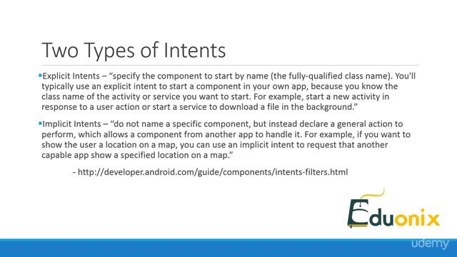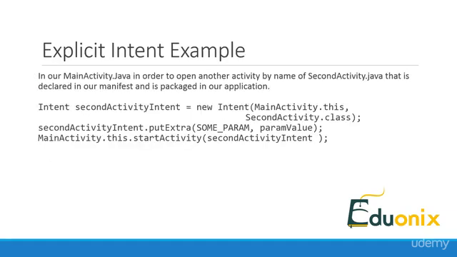Although sometimes implicit intents can be used to start an activity not in your application, from a reference library for instance, implicit intents do not name a specific component, but instead declare a general action to perform, which allows a component from another app to handle it. For example, if you want to show the user a location on a map, you can use an implicit intent to request that another capable app show a specified location on a map. These other applications declare what type of intents they would like to receive via intent filters, which we will get to shortly. We can see a simple example of an explicit intent here.